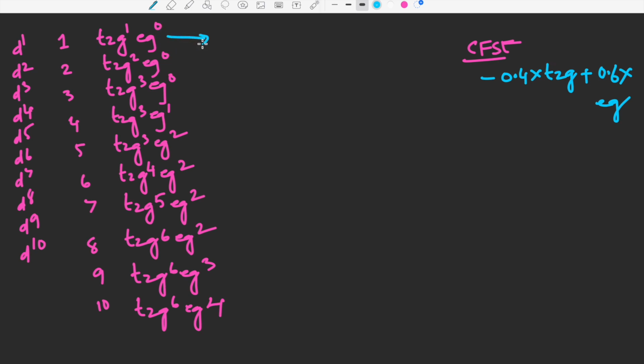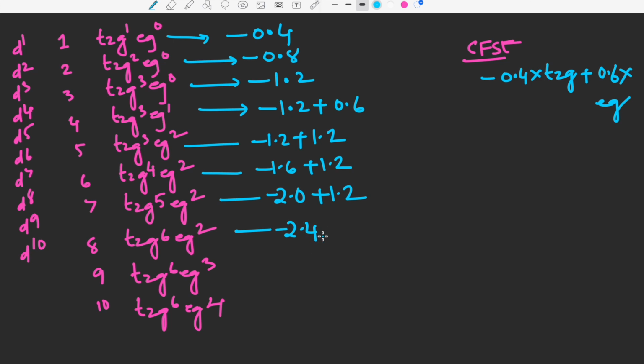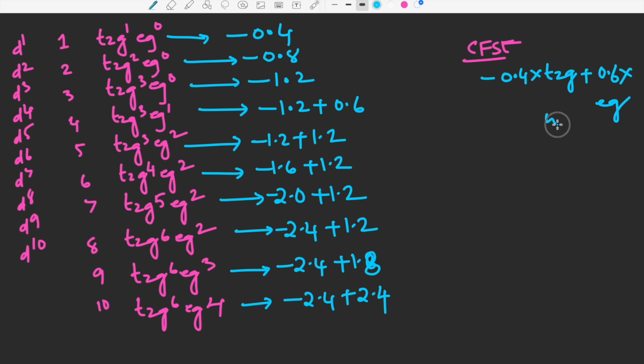So this is giving us 1 electron है, so obviously 0.4. This is minus 0.8. This is minus 1.2. This is minus 1.2 plus 0.6. Right? So this is minus 1.2 plus 1.2. This is again minus 1.6 plus 1.2. This is minus 2.0 plus 1.2. This is minus 2.4 plus 1.2. This is again minus 2.4 plus 1.6. So this is obviously minus 2.4 plus 2.4 होगा. This is minus 1.8 आना चाहिए, 0.6 into 3. So this is how you calculate the crystal field stabilization energy in a weak field case में.